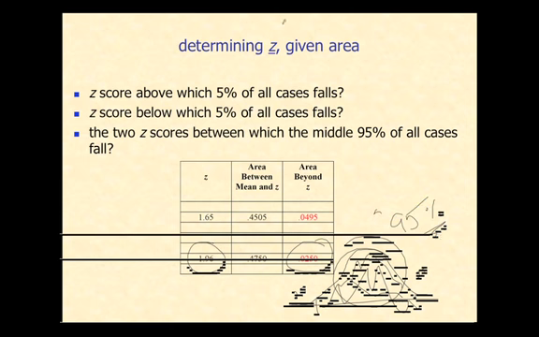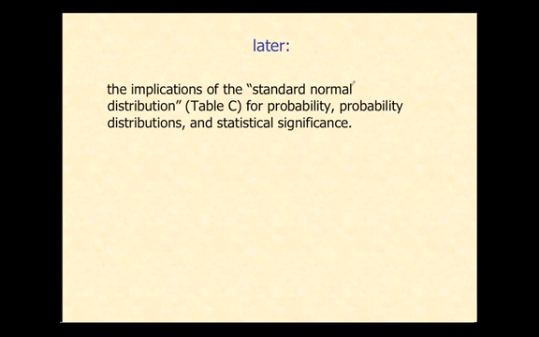And we can use Z to determine the area between cases or beyond cases. So later in the course, we're going to go back to what the implications of this are for probability and probability distributions, as well as what we call statistical significance. In other words, what is the chance that something happened by chance alone versus that there was some effect that was measurable?